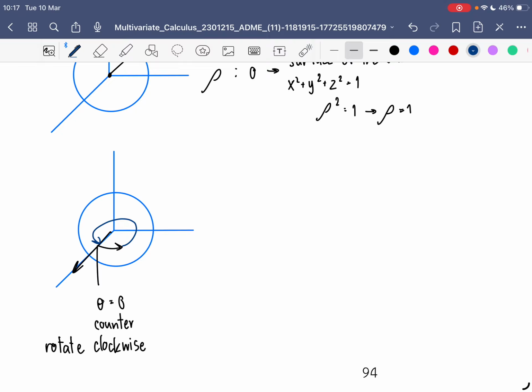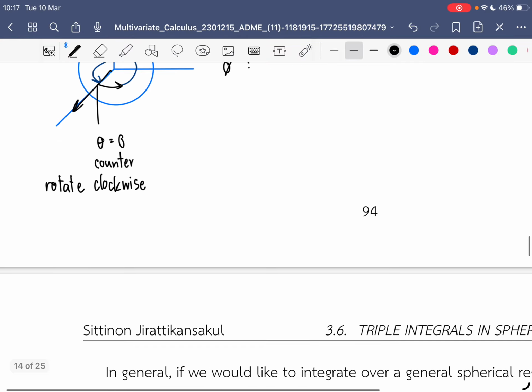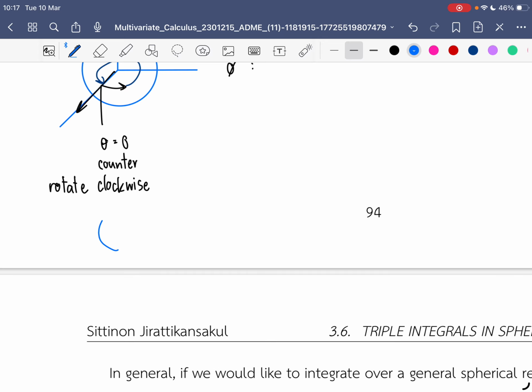And the last one is phi. Phi is measured from the positive z-axis. This is when phi is 0. And then you are radiating this axis down, like you are opening something. So you keep radiating. It still hits the region inside. It keeps going until the end. What is the end here? The end is when the axis hits the negative z-axis.